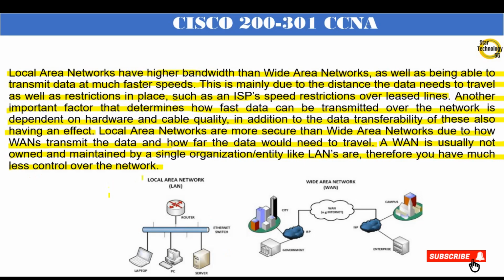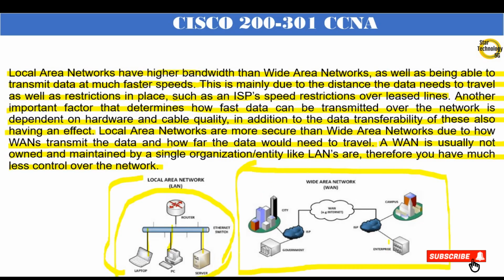Here is a LAN example. In a LAN, all computers share information within a small area of networking. And this is a WAN example. In a WAN, users can share information in different locations like different cities using a WAN connection.